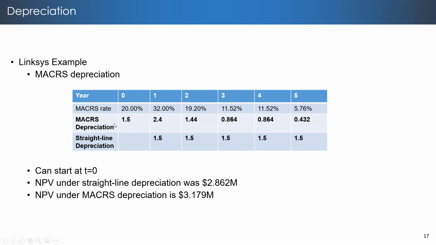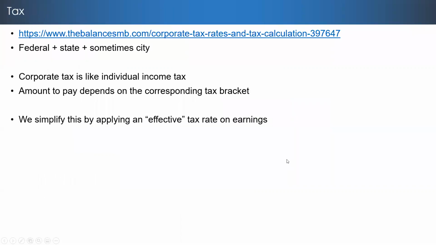Then the depreciation will be moved ahead, and it will also be higher in the beginning than in later periods. In this way, the net present value we calculate, assuming the same discount rate, will be higher than the net present value calculated using straight line depreciation. So that's the point.